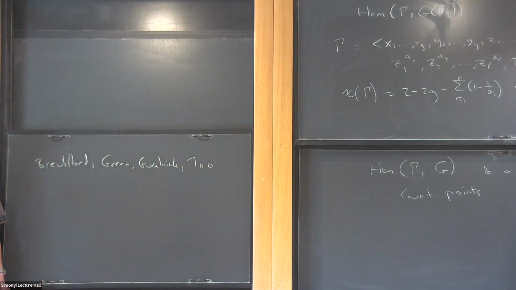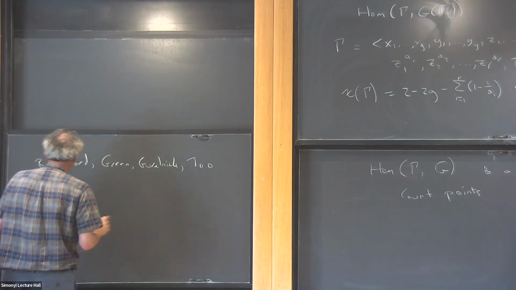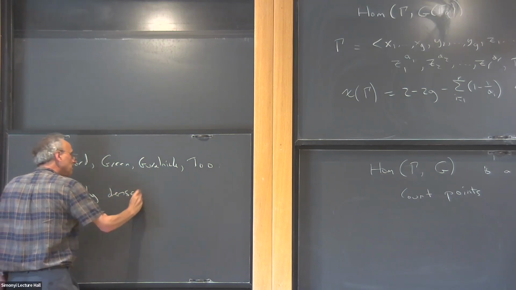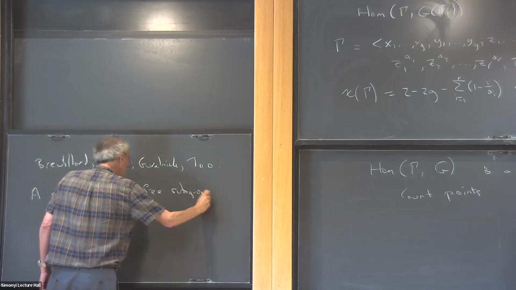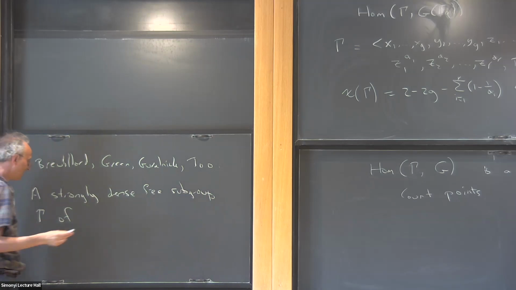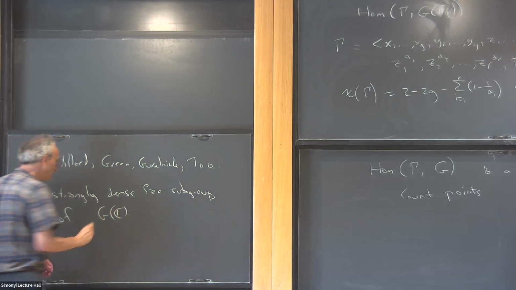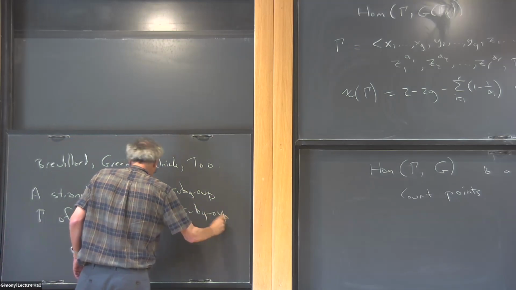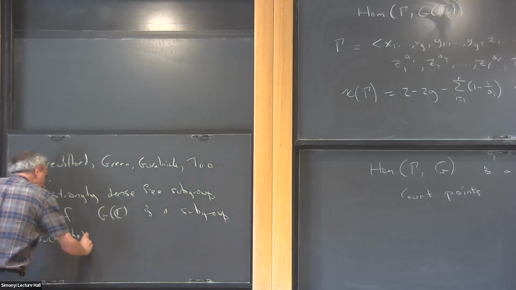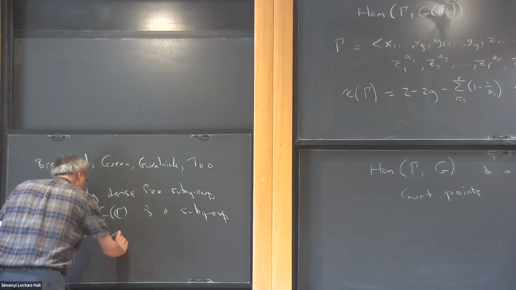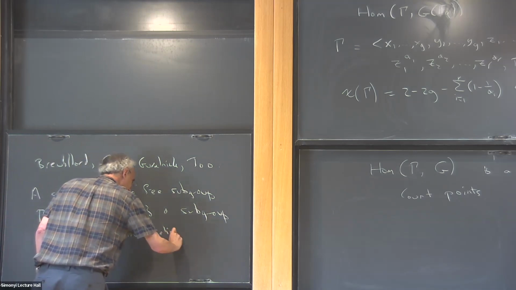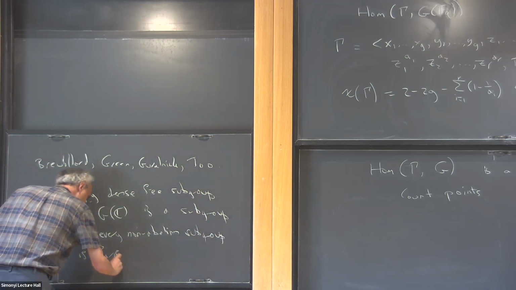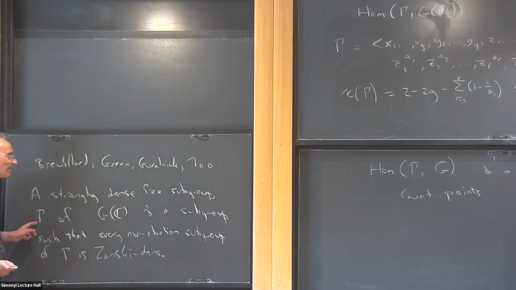Yes. Okay. And so what did they do? They introduced the concept of a strongly dense free subgroup of an algebraic group G, let's say over C. It is a subgroup such that every non-abelian subgroup of gamma is Zariski-dense. I guess I should also say that gamma is free on more than one generator.